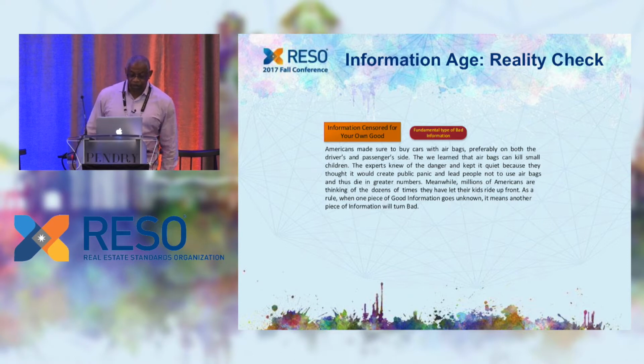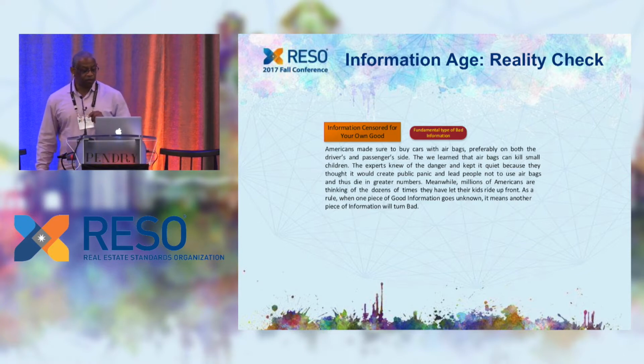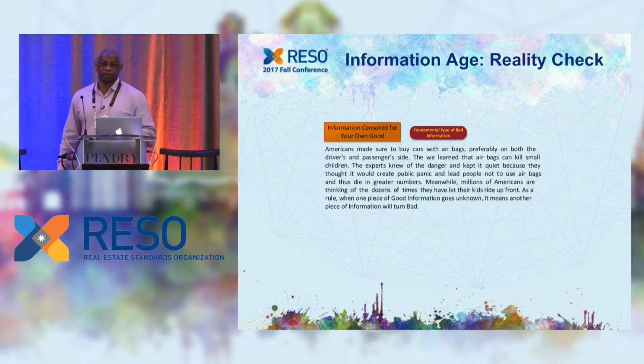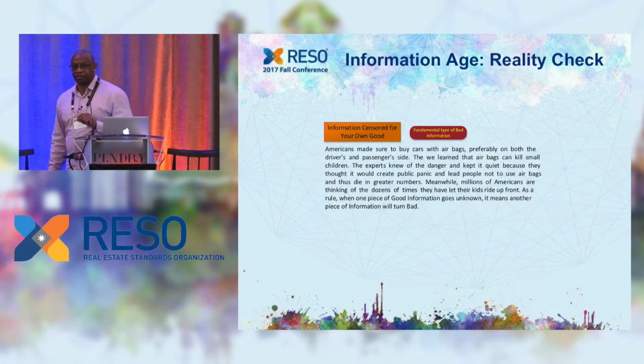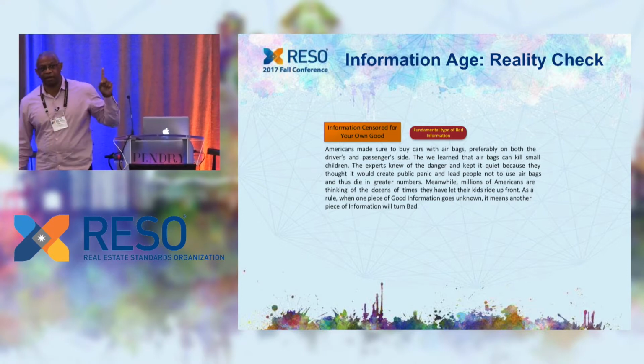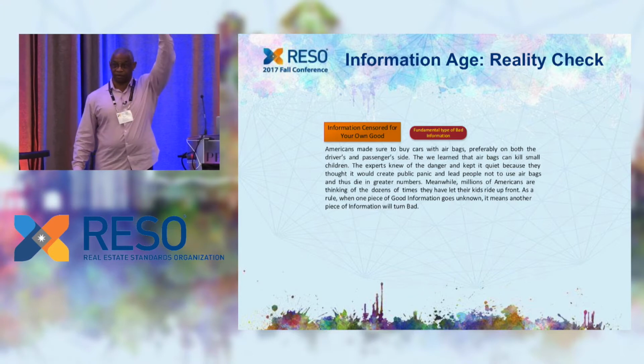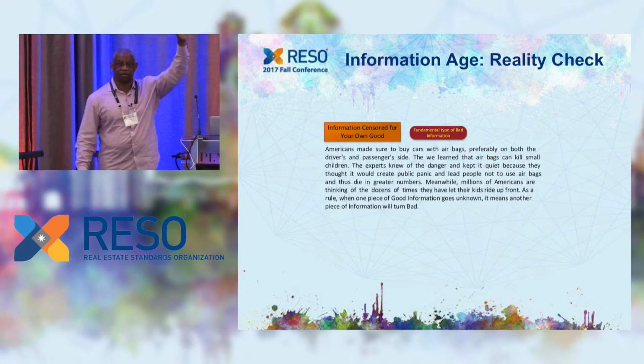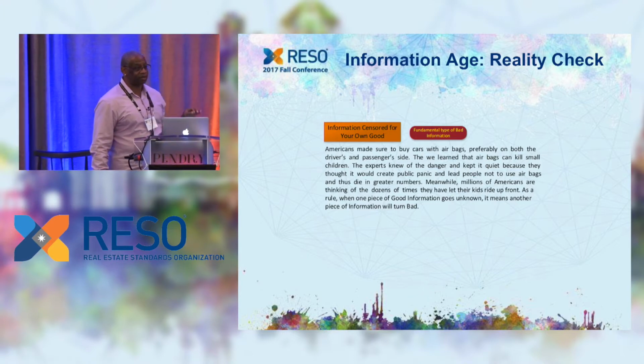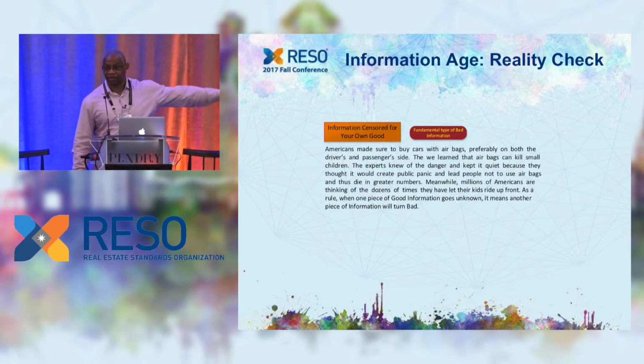As a rule, when one piece of good information goes unknown, it means another piece of information will turn bad. Okay? So you can think about that now. This is a long time ago. This was back in 1997. Think about all the claims we have today about fake news, right? Fake news, misinformation, all those things. We knew about this a long time ago, right?